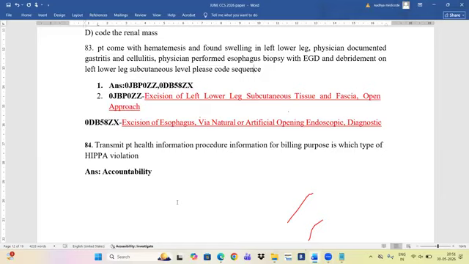Then biopsy should be esophagoduodenoscopy, via natural or artificial opening endoscopic. Correct. Biopsy, and since it is a biopsy, the qualifier will also be diagnostic. Under excision, how we need to lead two procedures, I will tell.